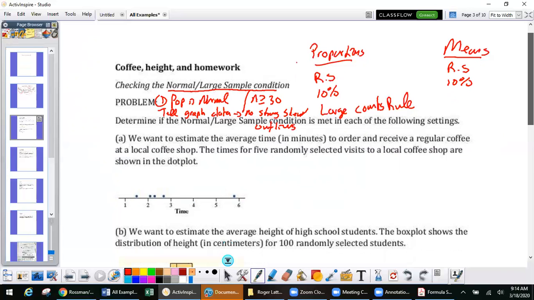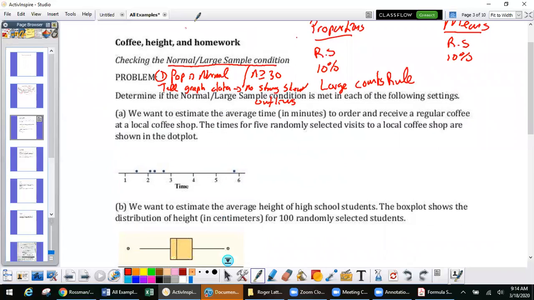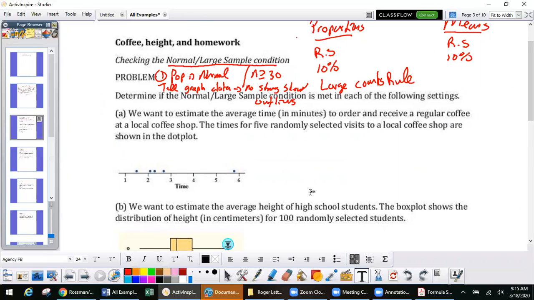So let's look at this first one. A, we want to estimate the average time in minutes in order to receive regular coffee at a local coffee shop. So the times for 5 randomly selected visits are shown in the dot plot. So here you go. Everybody take a look at this. So first of all, did they tell us it was normal? No. Is my sample size big? No. So then I look at the graph, and what do you all notice about the shape of this graph? It's skewed to the right with an outlier.